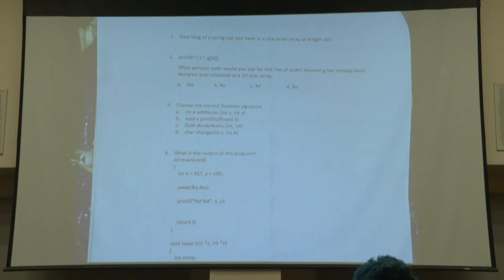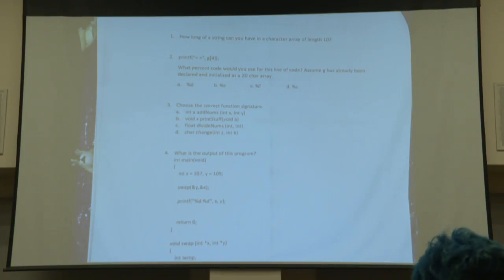What's your name, by the way? Drew. Drew? Drew and? Carrie. Carrie. All right, so Carrie says 9. What do you think, Drew? I agree. Yeah, and why is that? Terminating character. Exactly, you need space for that null terminator at the end.